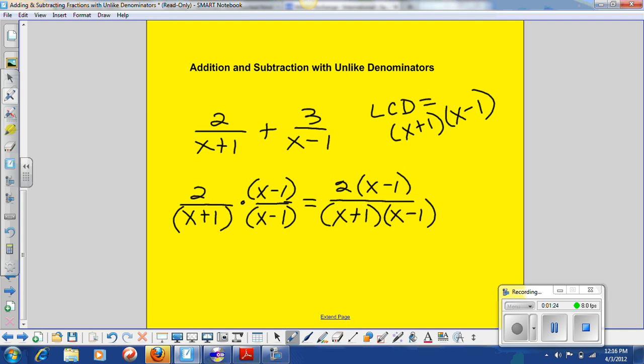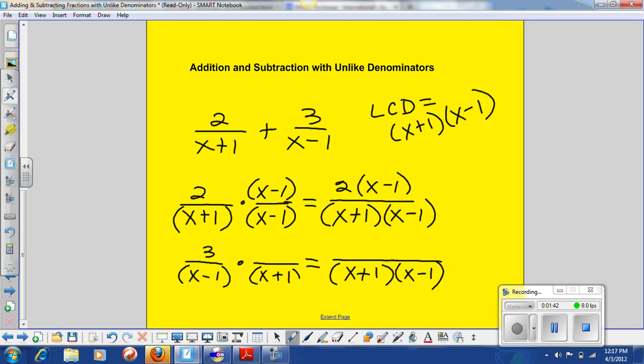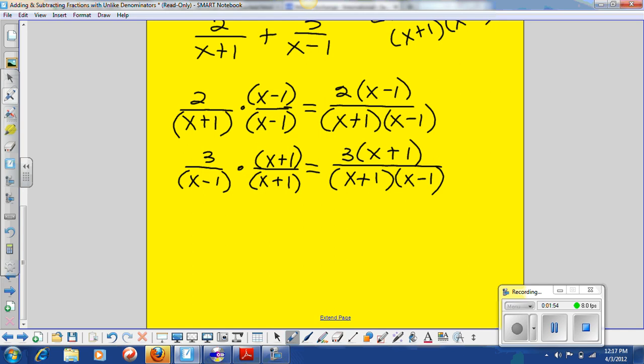Now we need to do the same thing for the other part of this. So we've got 3 over x minus 1. What do we need to multiply that by to get our common denominator of x plus 1 times x minus 1? Well, we have the x minus 1. What's missing is the x plus 1. Whatever you do to the denominator, you have to do to the numerator to keep it the same. So it becomes 3 times the sum of x plus 1.